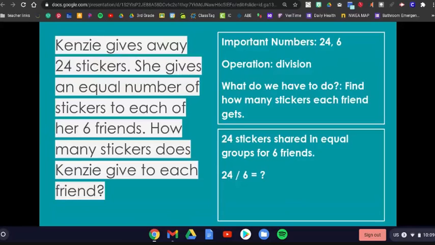So I took the question and I set it up like we did last week when we were doing those problem-solving strategies, and we identified the important information. The important numbers are 24 and 6. And we know that the operation is division, and the question is asking us to find out how many stickers each person gets. So we have 24 stickers that are going to be shared into 6 equal groups. My number model or equation is 24 divided by 6.